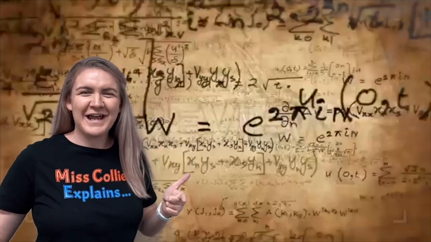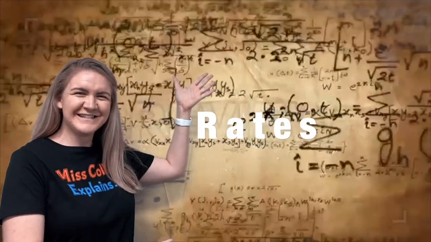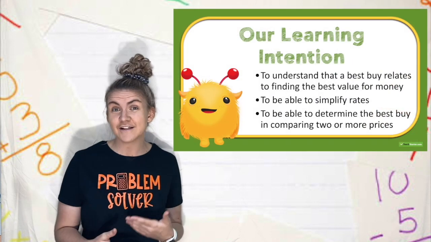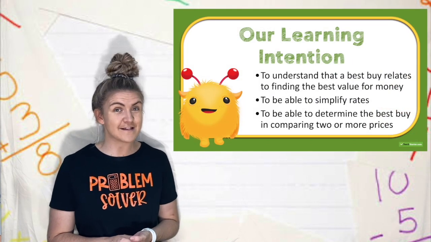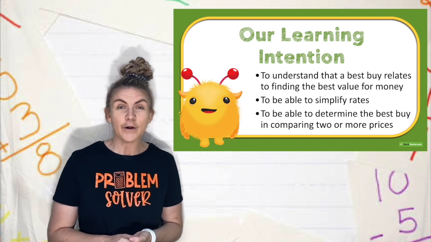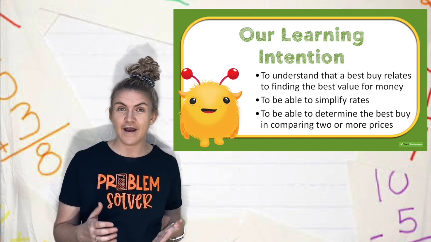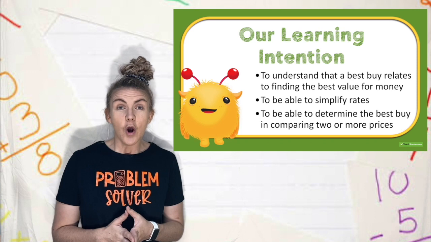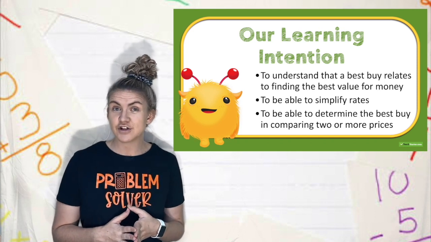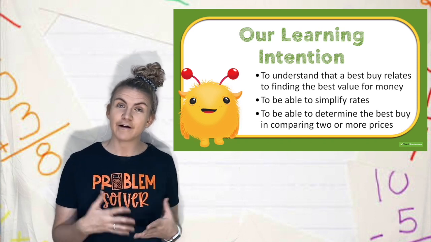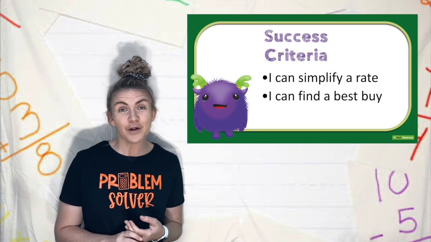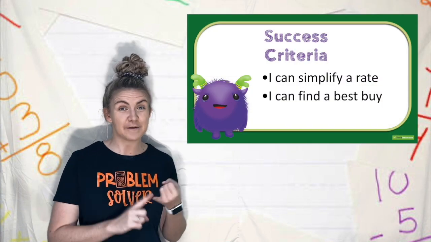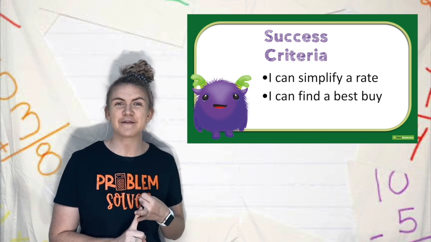Miss Collier explains rates and best buys. Today, our learning intention is to understand that best buy relates to finding the best value for money. We also want to be able to simplify rates. Lastly, we want to be able to determine the best buy in comparing two or more prices. We will know we have been successful when we can simplify rates and determine the best buys.